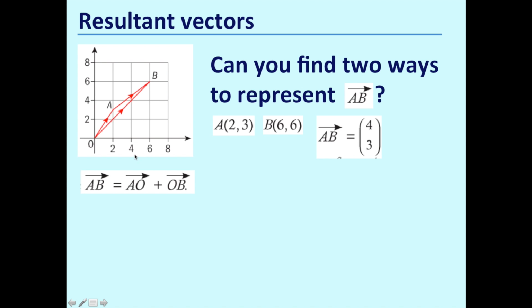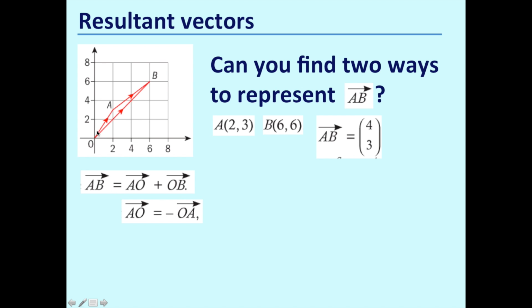However, we're going to try and generalize that. So if I want vector AB, one way I can do that is by going from A to O, and then from O to B. So that's what I've said here. Vector AB is the same as vector AO plus OB, which should be fairly straightforward.